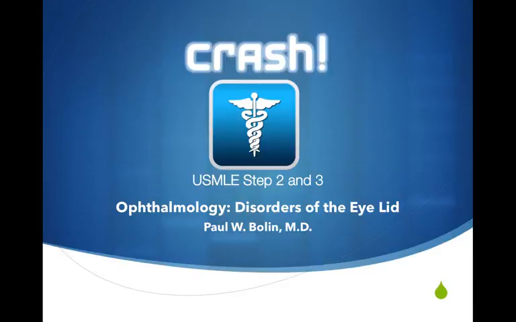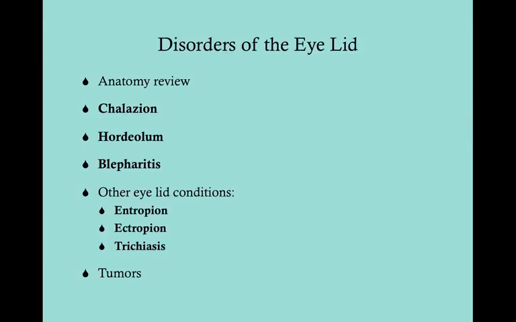We'll approach some disorders of the eyelid here. I wanted to do a quick overview of the anatomy just to orient ourselves. We'll talk about the three inflammatory disorders, two focal inflammatory disorders known as Chalazion and Hordeolum, and then a more diffuse inflammatory disorder called Blepharitis, which has many causes.